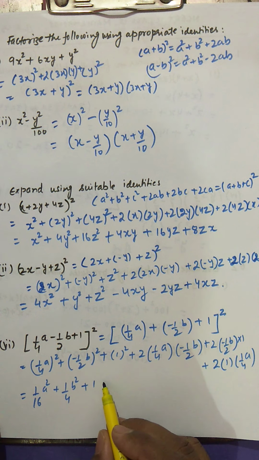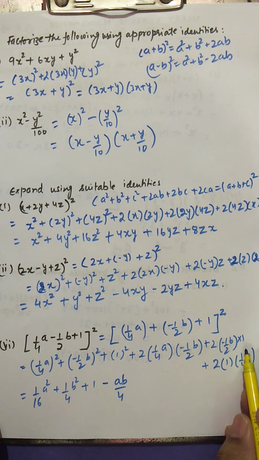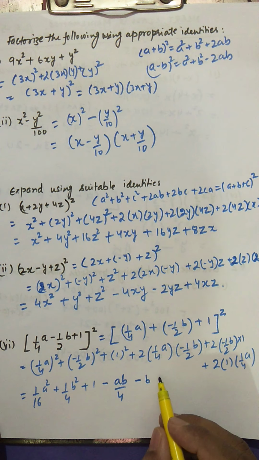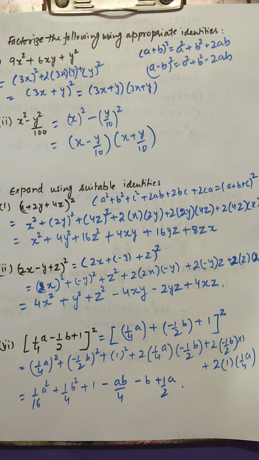So it will become minus ab upon 4. And now this 2 will get cancelled. This will become minus b, and 2 into this, 1 by 2 plus 1 by 2a. So this is your final answer.